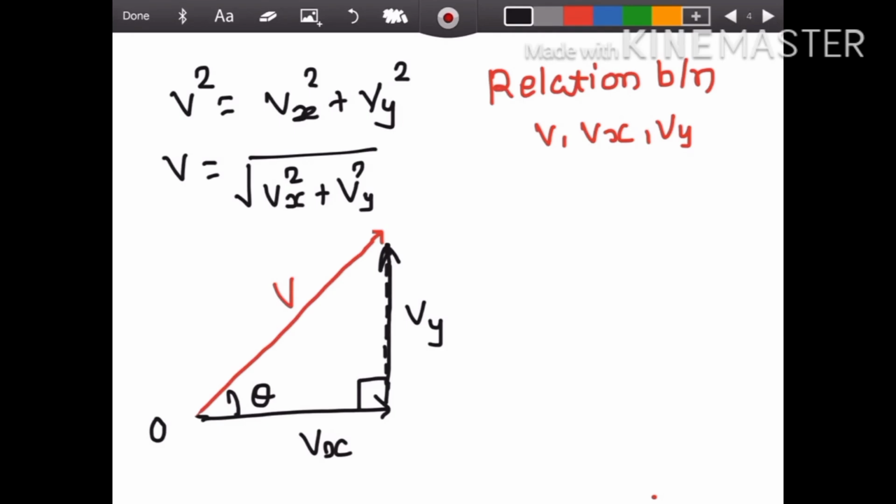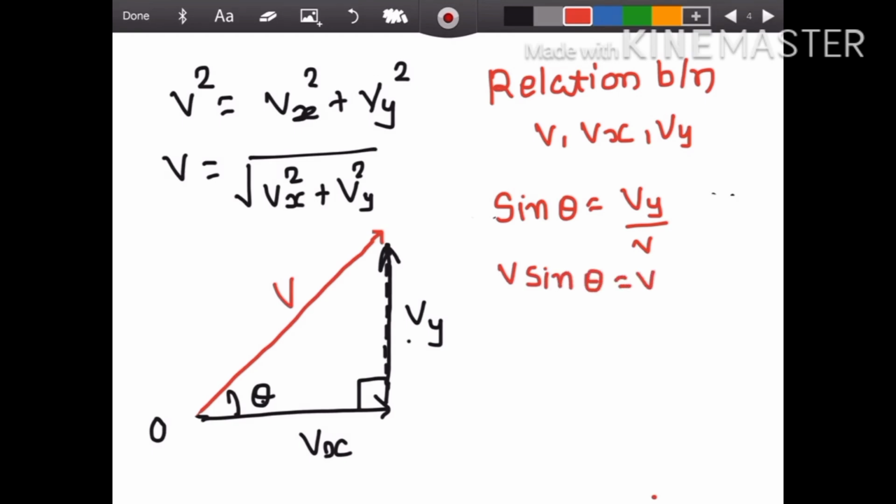Now, how can we identify the relationship between the velocity V, Vx and Vy? For this case, we will apply sine theta. What can we write for sine theta? Sine theta equals the opposite side. The opposite side is Vy divided by the hypotenuse, that is V. So V sine theta is equal to Vy.